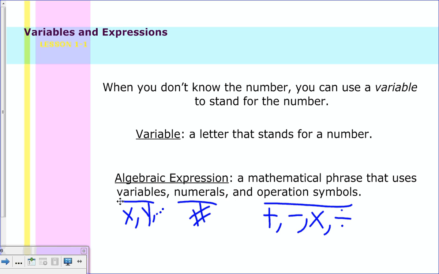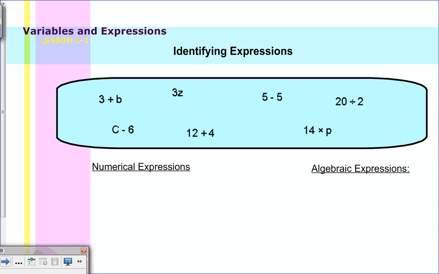Any of those in there. Now, one key thing to pick out, however, is there is no equal sign. When we're talking about an expression, it is not equal to something. 3 plus A is an algebraic expression. If I said 3 plus A equals 6, it's not, because it has that equal sign. So an algebraic expression has no equal sign. And I believe this next page here lets us practice.